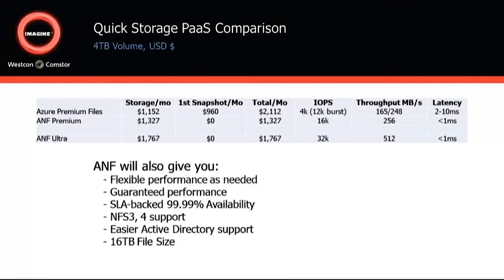So not only do you get a cost-effective solution with higher IOPS, lower latency, you get the flexibility to switch between performance levels. You get the SLA-backed 4 nines availability, meaning financial penalties if we ever don't meet that. You've got the NFS 3 and NFS 4 support. Easier Active Directory integration. It's very, very easy to integrate with your on-prem Active Directory with ANF, and you get the larger file size.